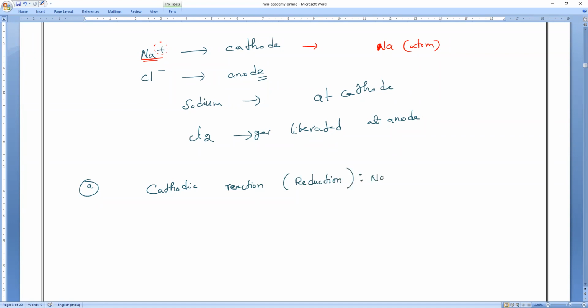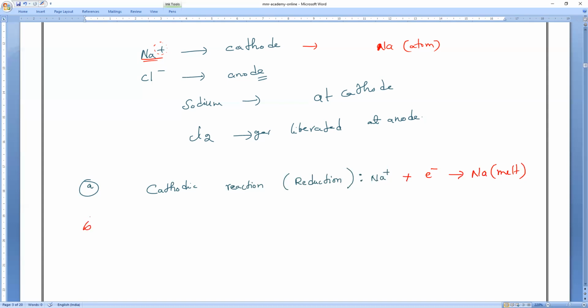So sodium ions will come. Plus means what? A lack of electrons or an excess of electrons? Plus means fewer electrons, it is a loss of electrons. So it will receive electrons from the cathode and convert into Na. Sodium metal will come.